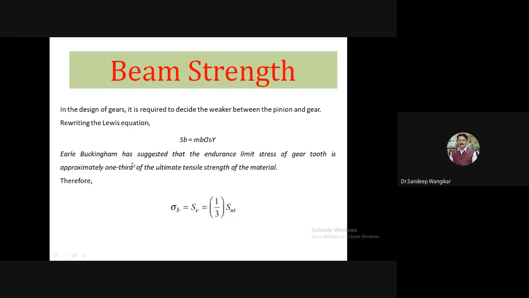According to Earl Buckingham, the endurance limit stress of the gear tooth is approximately one third of the ultimate tensile strength. So, based on this, σ_b is generally taken as one third of S_ut. Many times it is given that S_ut is equal to 600 Newton per mm square.